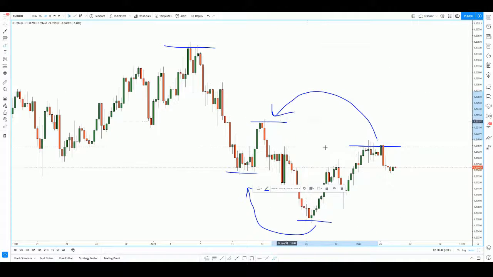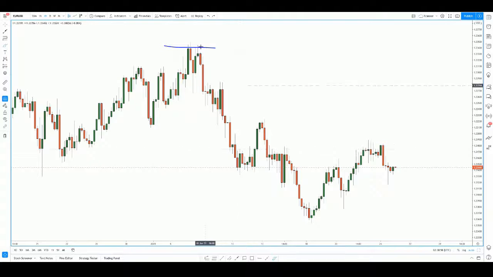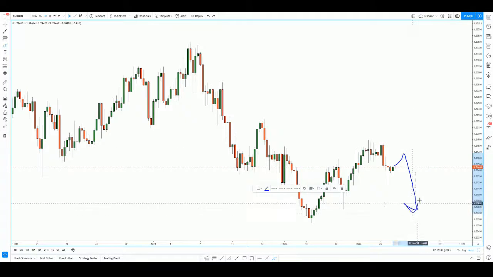So people would have thought that over here the trend is changing, but if you look on the longer term time frame, we are in a downtrend. What I really want to show you guys is that price can actually pull back and then come back down again. It's an intraday sort of thing.